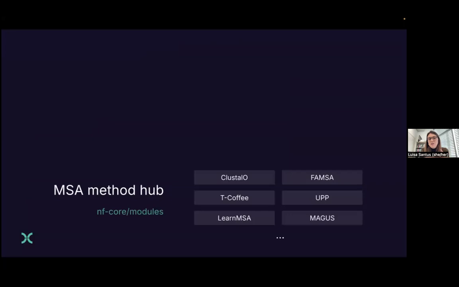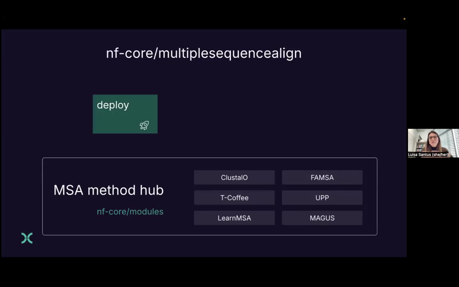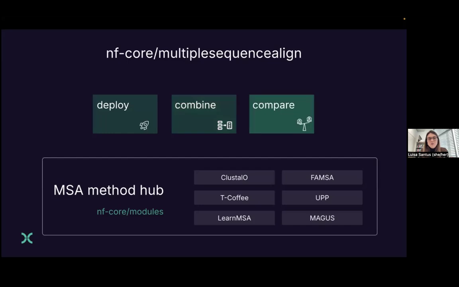Now, of course, once we have the method hub, it's not functional per se. So we built NF Core multiple sequence align around this method hub to be able to first just deploy these methods. But then we went slightly more ambitious and thought it would be nice also to be able to combine these alternative solutions and also to compare and evaluate them. In fact, we do see this pipeline as purely a deployment framework if you want to use it that way, but mostly the direction that we're going towards is making it a benchmarking framework or a leaderboard place where you can really compare, evaluate and understand how these methods work.